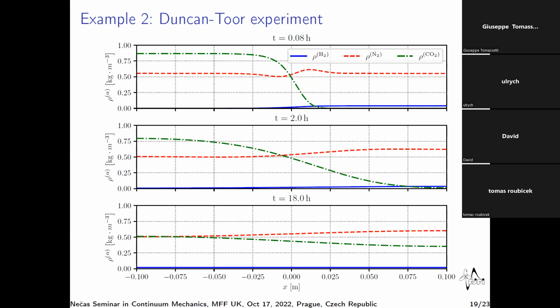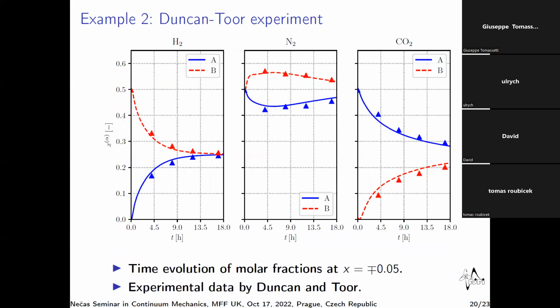And again, for this system, this was measured. So at certain points, somewhere here or there, the composition of each component, mole fractions, were measured as a function of time. And we have this data. So again, these triangles are the measurements, and the blue and red lines are the results of our computation. So again, this hyperbolic model can model this experimental data quite well.